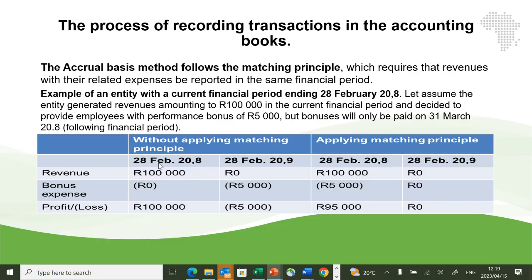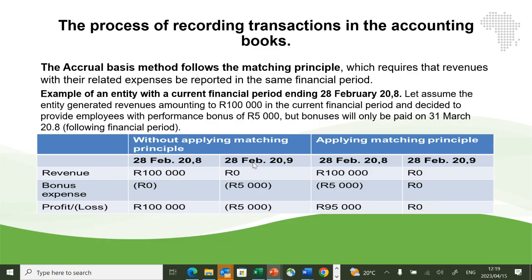So we have 28 February 20.8, which is our current financial year. How much revenue did this entity make? It's 100,000. Let's say we don't apply the matching principle, because the matching principle requires that the revenues with their related expenses be reported in the same financial period. If we don't apply that, bonus expenses will record 0. And at the end of the current financial period, we're going to have a profit of 100,000. This is when you don't apply the matching principle.